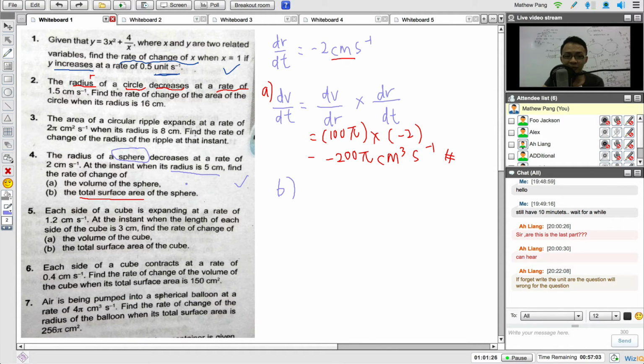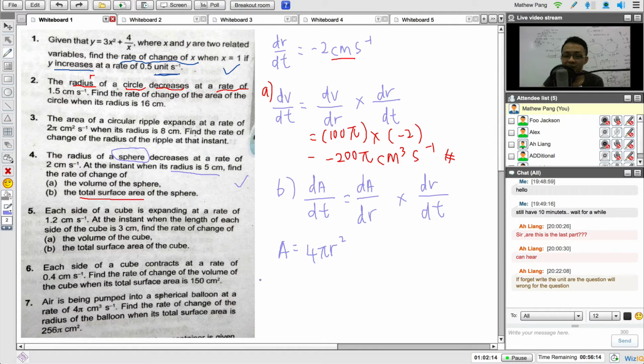Alright, B. He asks you to find the rate of change of total surface area. That means you have to find the rate of change of area, so I'm going to write dA dt. Over here I form the chain rule very fast: dA, draw a line, draw multiply, draw a line, this is dt, and the next one is dr. Even though I changed to dA, I can still use dr dt. It doesn't affect. You will realize very quickly that you do not have dA dr. You don't even have the formula for area. This is a sphere, so what is the area of a sphere? You have to remember the area of a sphere is 4 pi r squared.